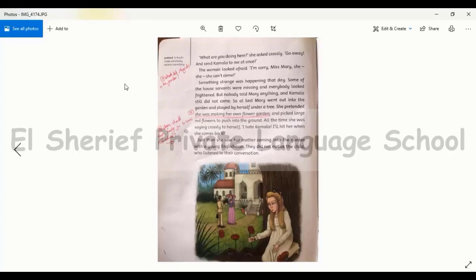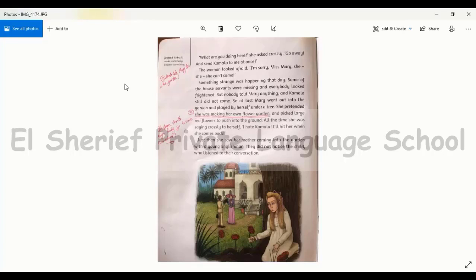Mary started talking to the servant. "What are you doing here?" she asked crossly. "Go away and send Kamala to me at once." The woman looked afraid. "I am sorry, Miss Mary. She cannot come." Something strange was happening that day. Some of the house servants were missing, and everybody looked frightened. But nobody told Mary anything, and Kamala still didn't come.